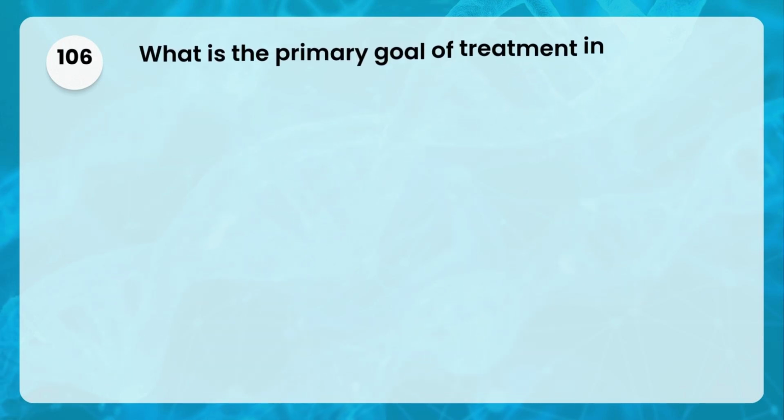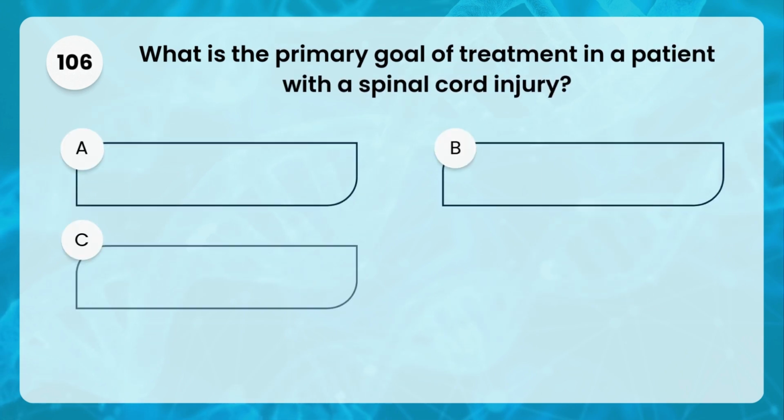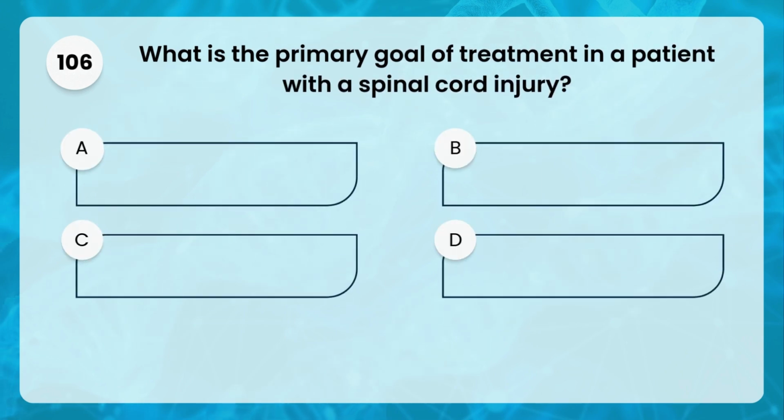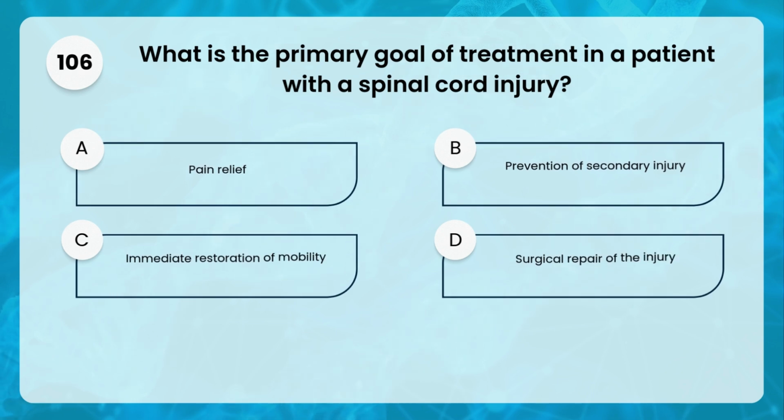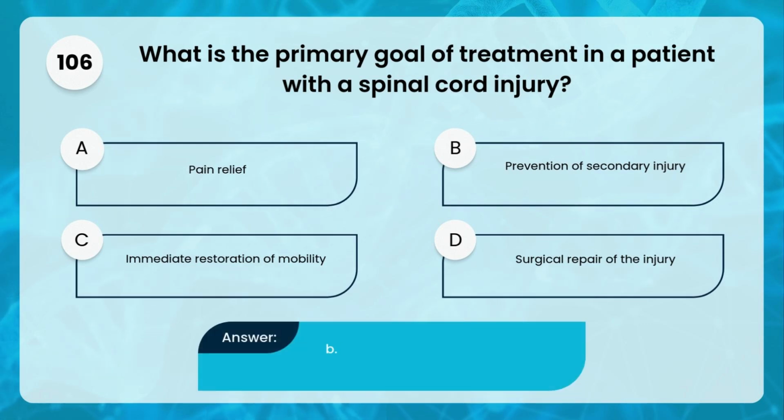Number 106. What is the primary goal of treatment in a patient with a spinal cord injury? A. Pain relief. B. Prevention of a secondary injury. C. Immediate restoration of mobility. D. Surgical repair of the injury. The answer is B. Prevention of secondary injury.